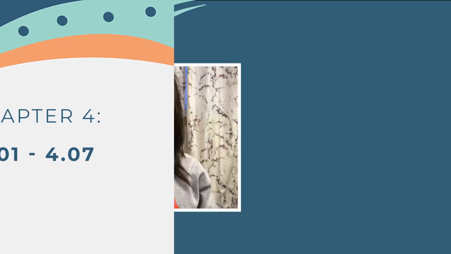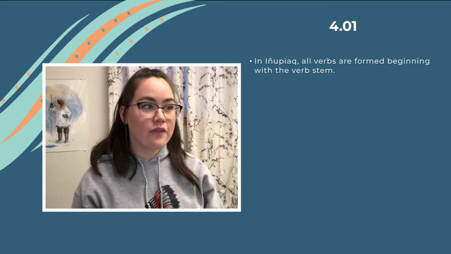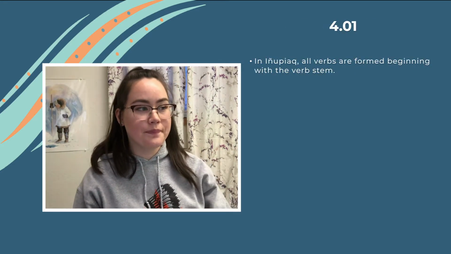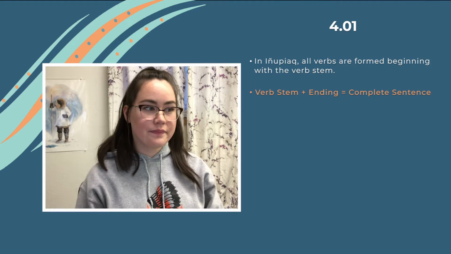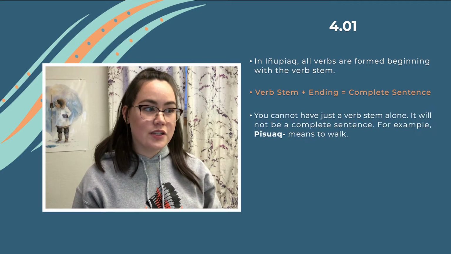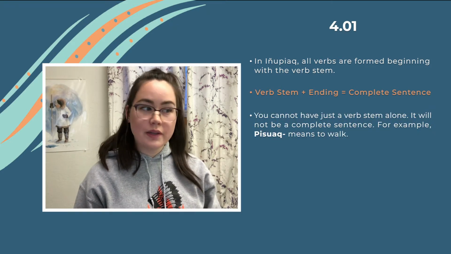This is Chapter 4, 4.1 to 4.7. In Iñupiaq, all verbs are formed beginning with the verb stem. For example, verb stem plus an ending equals a complete sentence. You cannot have just a verb stem alone. It will not be a complete sentence.